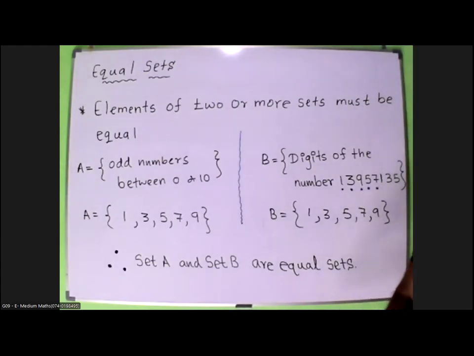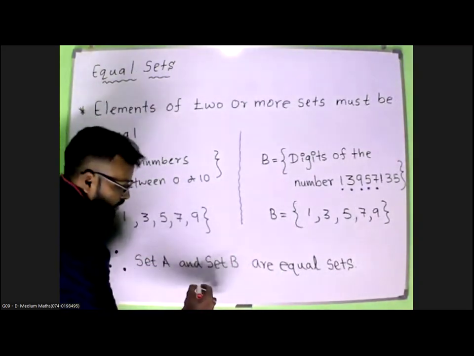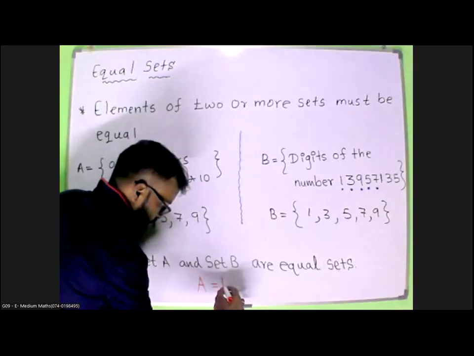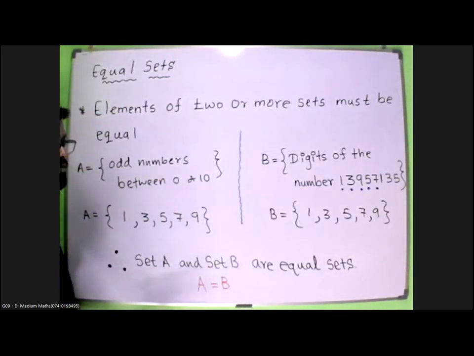And finally, we can write, if set A and set B are equal, then A equals B. A equals B.